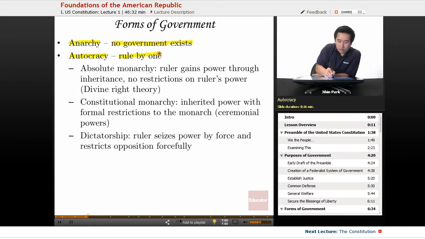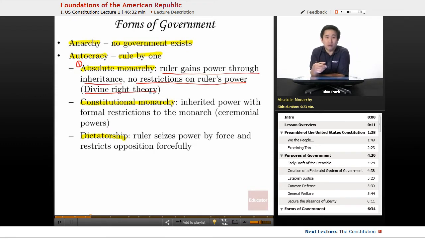Autocracy, rule by one. Human history has really been ruled by this type of idea. There's absolute monarchy, constitutional monarchy, or a simple dictatorship. An absolute monarchy is basically a ruler who gains power through inheritance. There's no restriction on the ruler's power, and basically the idea of divine right theory. A lot of kings in history found it very convenient: they were king, they had power. Why? Because God gave them the power. So this idea of an absolute monarchy has been in existence throughout most of human history.